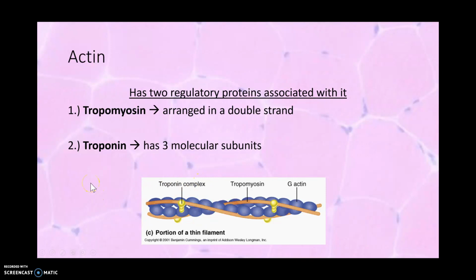This is our thin unit. The troponin has actin, tropomyosin, and calcium associated with it. So it will bind to either actin, tropomyosin, or calcium. And each strand of tropomyosin covers about 7 G-actin subunits of the F-actin strand. So it follows the double helix and it covers about 7 of these.